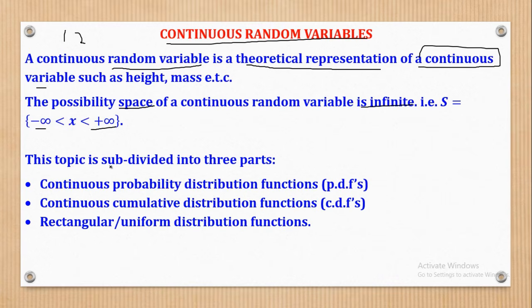Now this topic is subdivided into 3 parts. The first one is called the continuous probability distribution function, in short PDF. The second part is the continuous cumulative distribution function, or CDF. And lastly, the rectangular distribution function, or uniform distribution function.